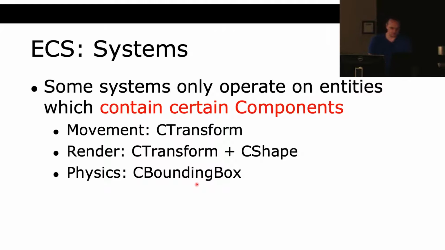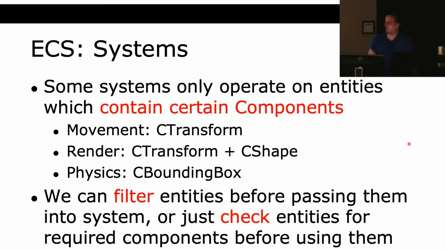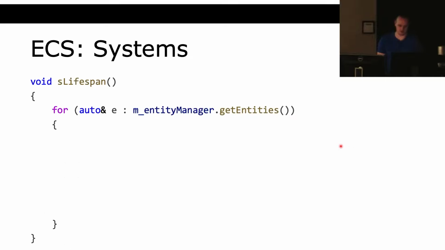So we can filter out entities before passing them into our system, or we could just check the components during, sorry, gotta rephrase this. In order to filter out the entities, we can just use the has function to check to see if an entity has a particular component in the system that we're trying to do it for. And so I have an example of that, which may make this a little bit easier to understand.